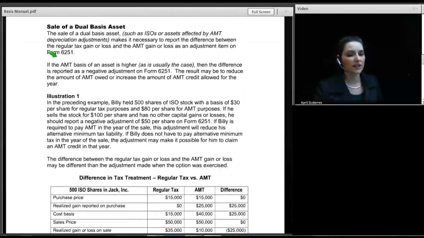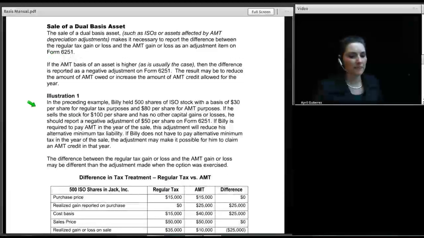What happens when you sell a dual basis asset? Well, here's an example. In the preceding example, Billy held 500 shares of ISO stock with a basis of $30 per share under the regular tax and $80 per share under alternative minimum tax. He then sells the stock for $100 a share and has no other gains or losses. So he has a $20 per share capital gain under AMT, and he has a $70 gain per share under the regular tax.